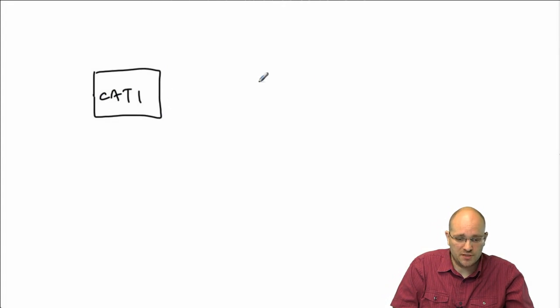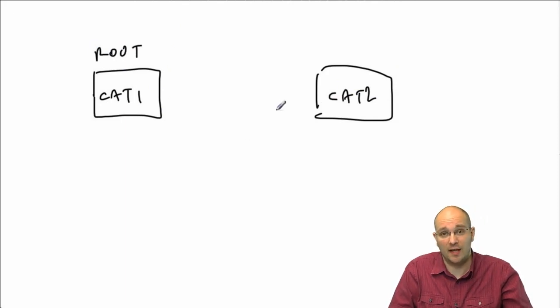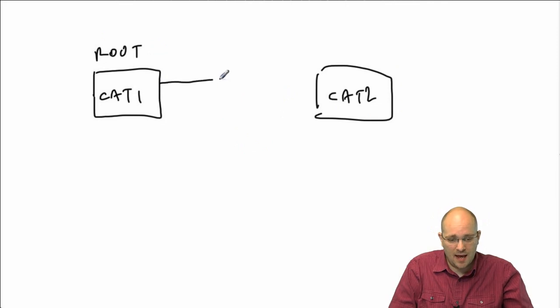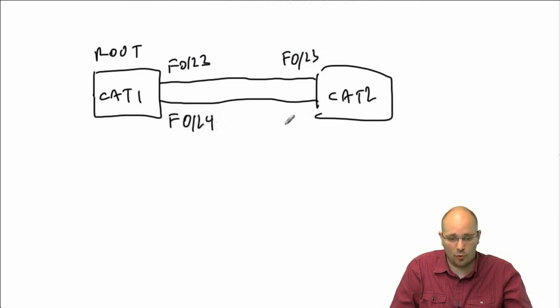Let's have two switches, Cat1 and Cat2. Cat1 will be the root in our network, and both of these switches are going to be running rapid per VLAN spanning tree. I'm going to have two connections between Cat1 and Cat2. This connection here will be on port Fast Ethernet 0/23 on both sides, and this will be on Fast Ethernet 0/24 on both sides. Now, given that Cat1 is the root and everything else is the default, these two ports on Cat1 will be designated ports, and they're going to be forwarding.